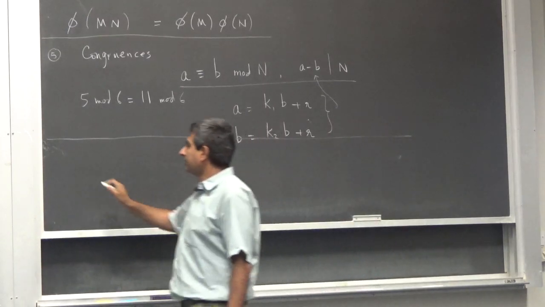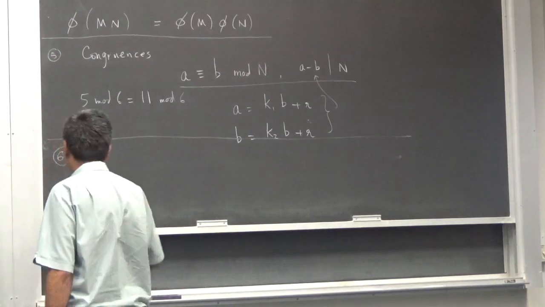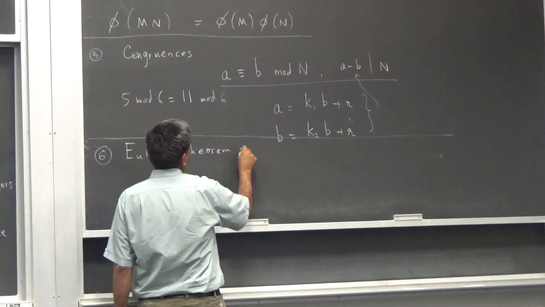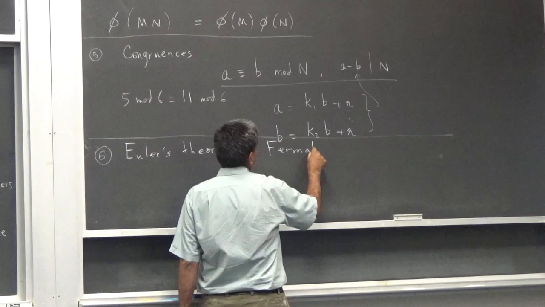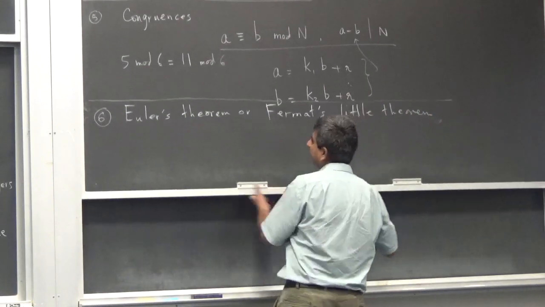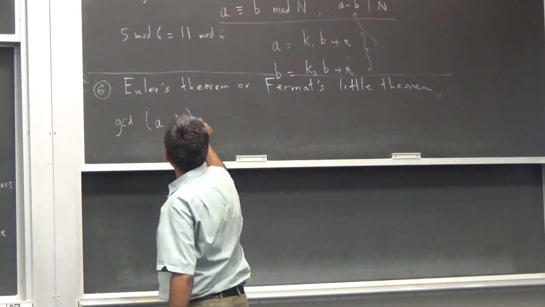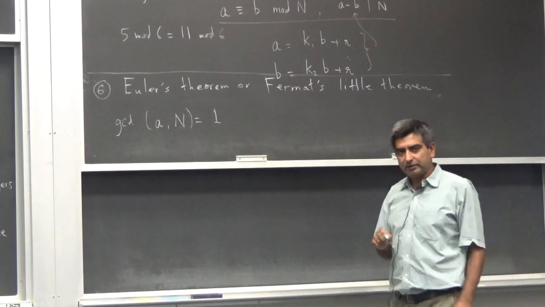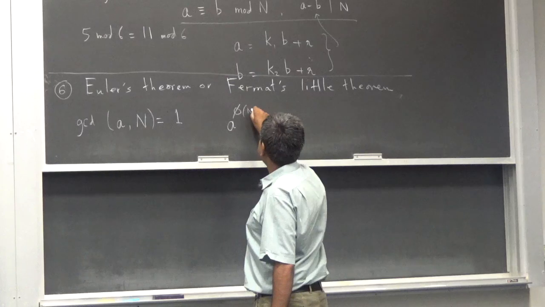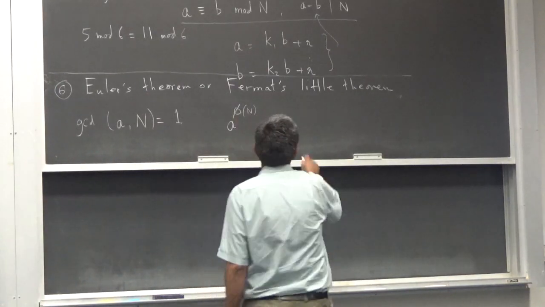Now I would like to talk about Euler's theorem, or Fermat's little theorem. What this theorem states is that if I have two numbers A and N, and if they are coprime, that is, the greatest common divisor of A and N is 1, then A raised to the power phi of N equals 1 mod N.